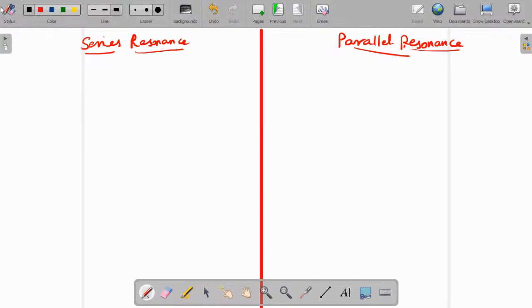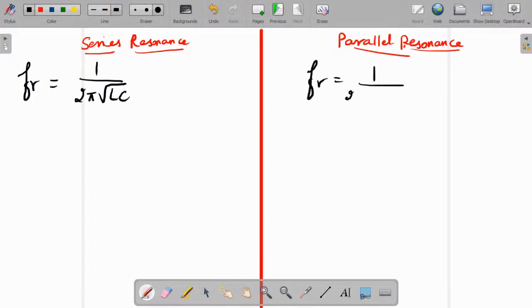Okay, so the first one is the resonant frequency, FR. It is 1 by 2 pi root LC. The same applies to parallel also. FR is equal to 1 by 2 pi root LC.